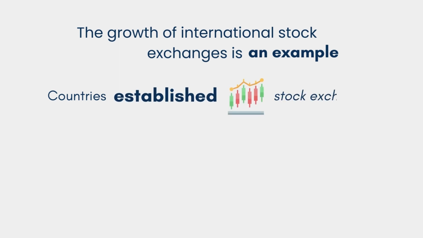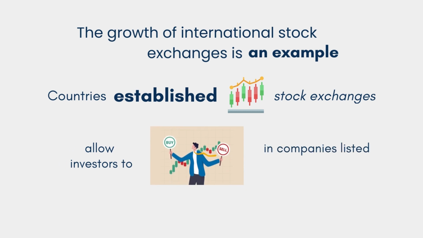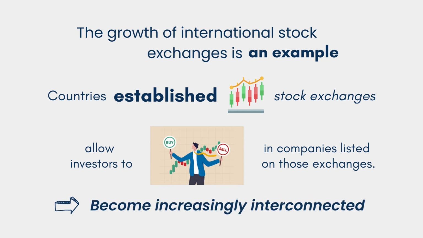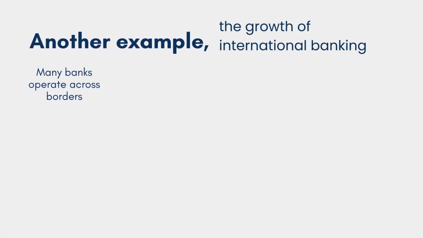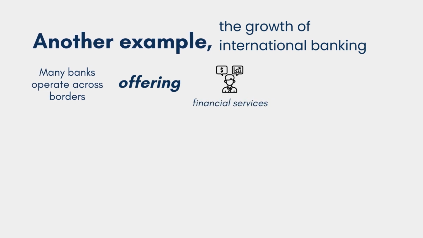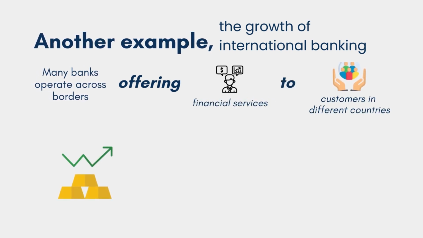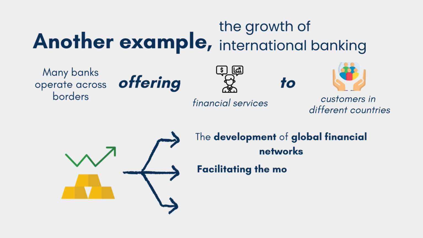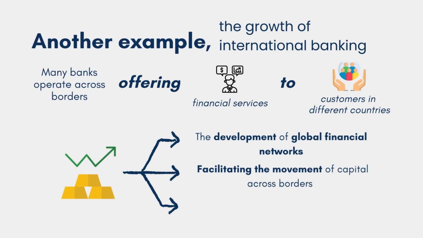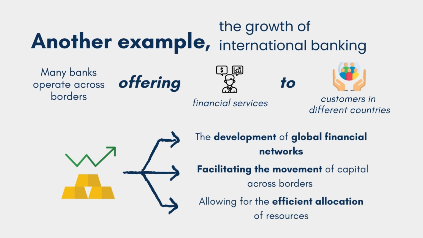Many countries have established stock exchanges that allow investors to buy and sell shares in companies listed on those exchanges. These exchanges have become increasingly interconnected, with investors able to trade shares in foreign companies from their home countries. Another example is the growth of international banking. Many banks operate across borders, offering a range of financial services to customers in different countries. This has led to the development of global financial networks, facilitating the movement of capital across borders and allowing for the efficient allocation of resources.